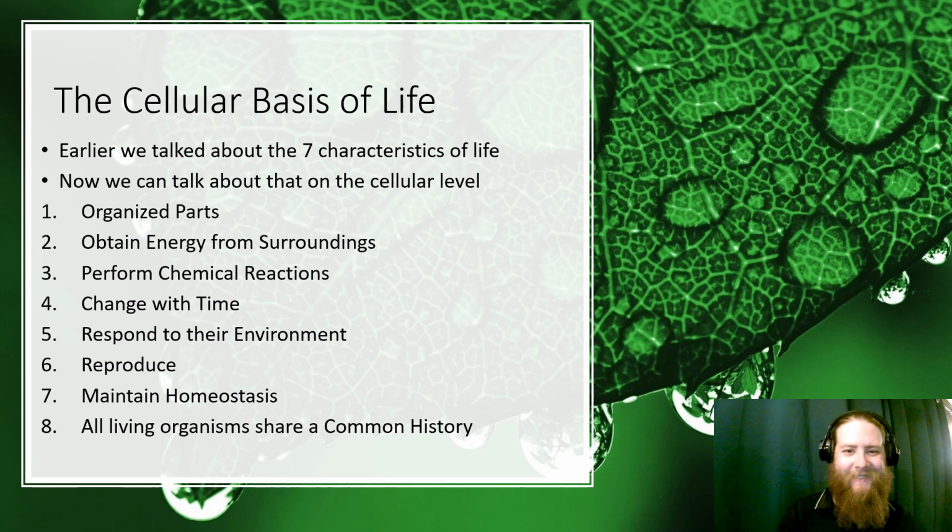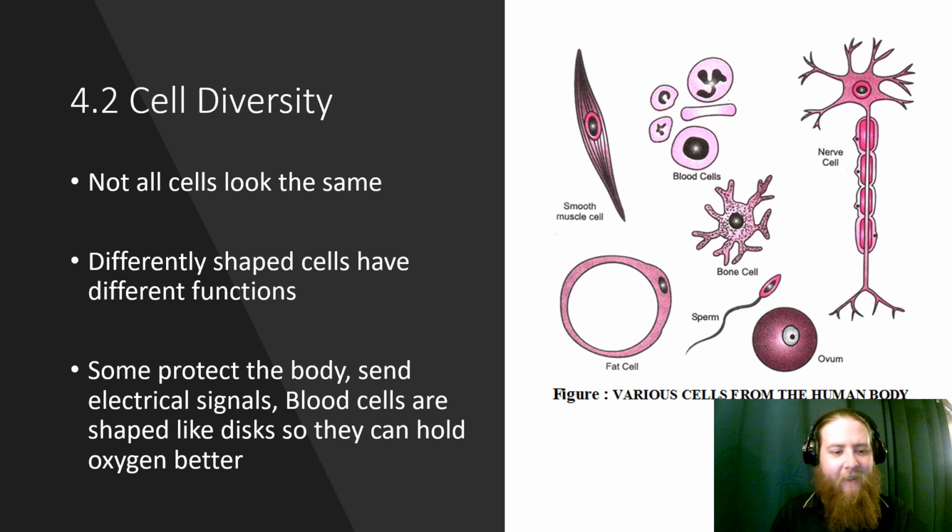All right, cell diversity. Not all cells look the same. Even inside of an organism, not all cells look the same. If a cell has a different shape, then it is probably going to have a different function. Some functions that cells in the human body have are protecting the body, sending electrical signals. Blood cells are shaped like discs. Some blood cells here have these concave discs, so they're meant to hold oxygen and carry it around to the tissues.